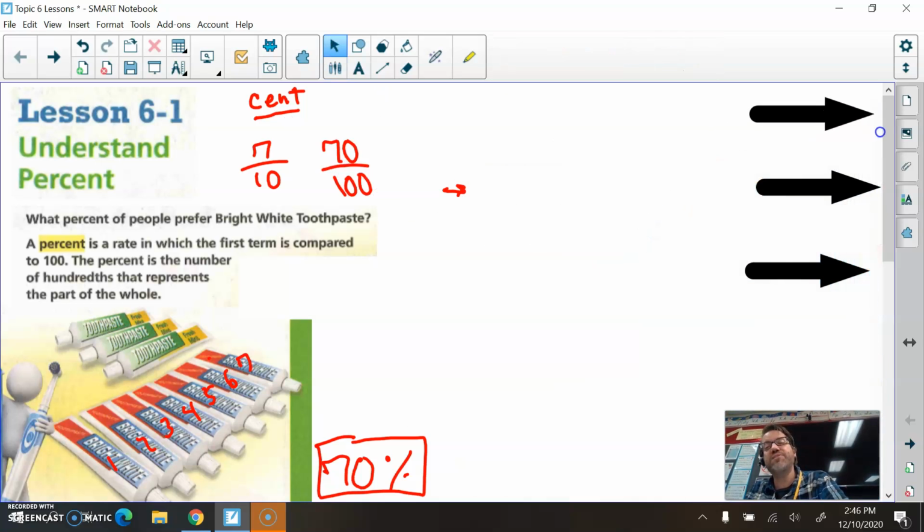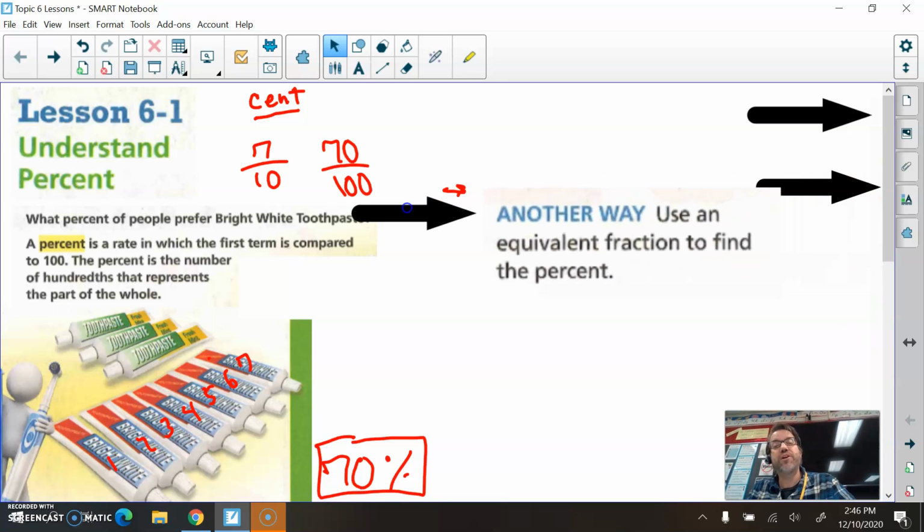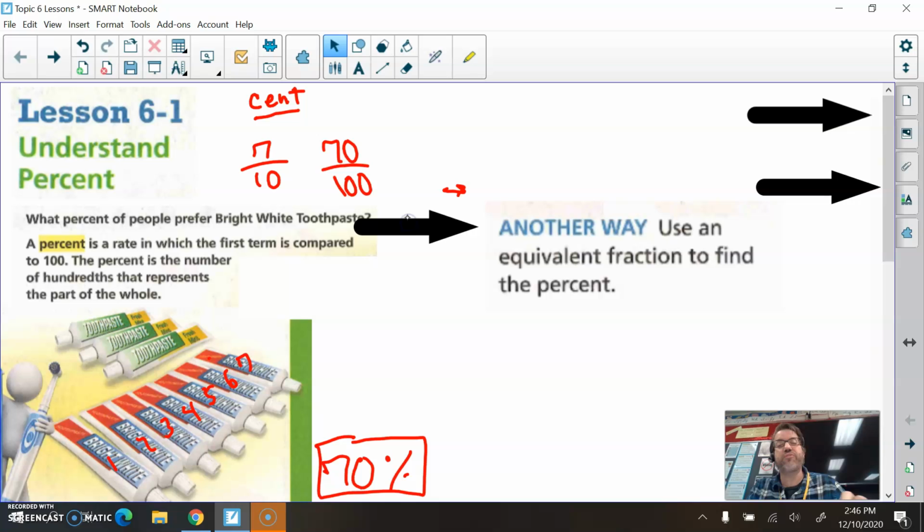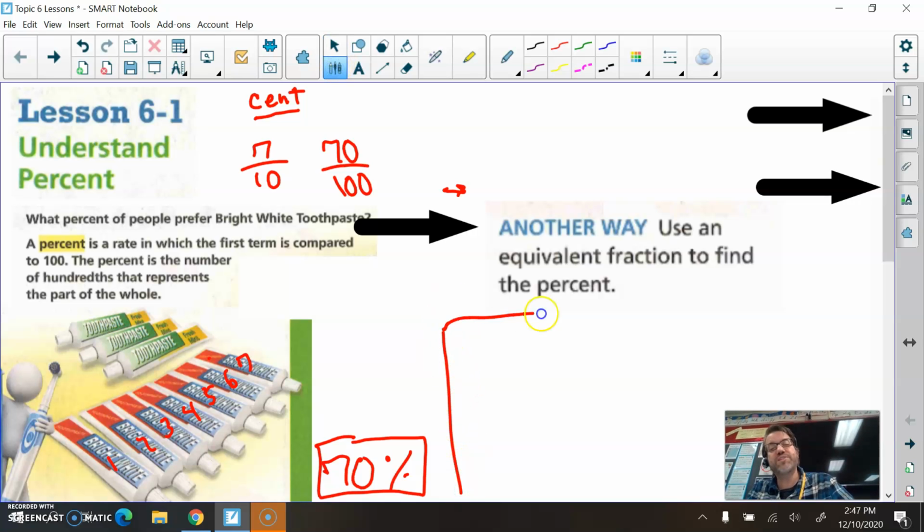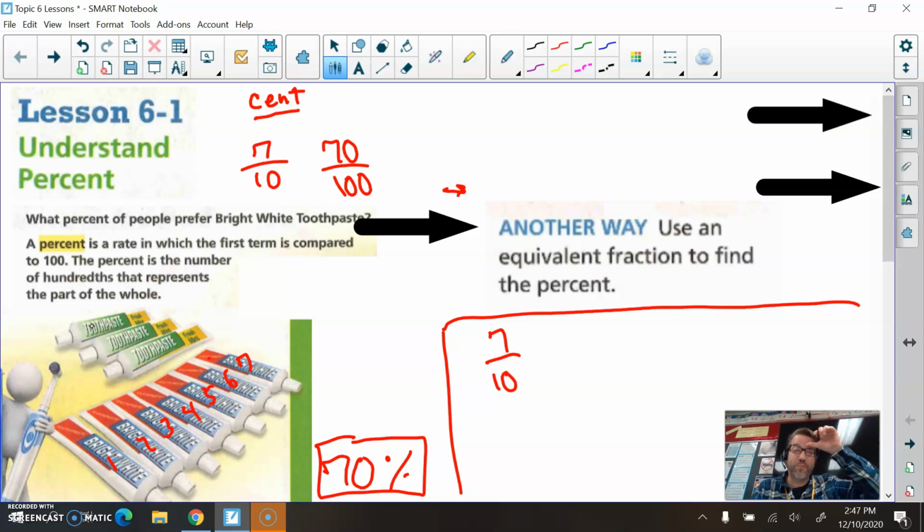And the third way, and this is the most important way, this is the one I'm going to discuss the most today. Another way is to use an equivalent fraction to find the percent. Well, what do I mean by that? Well, to do that, we can set up what's called a proportion. We have 7 out of 10 here. 7 out of every 10 tubes of toothpaste that are purchased are bright white brand. That's the percent of the people that prefer bright white toothpaste.